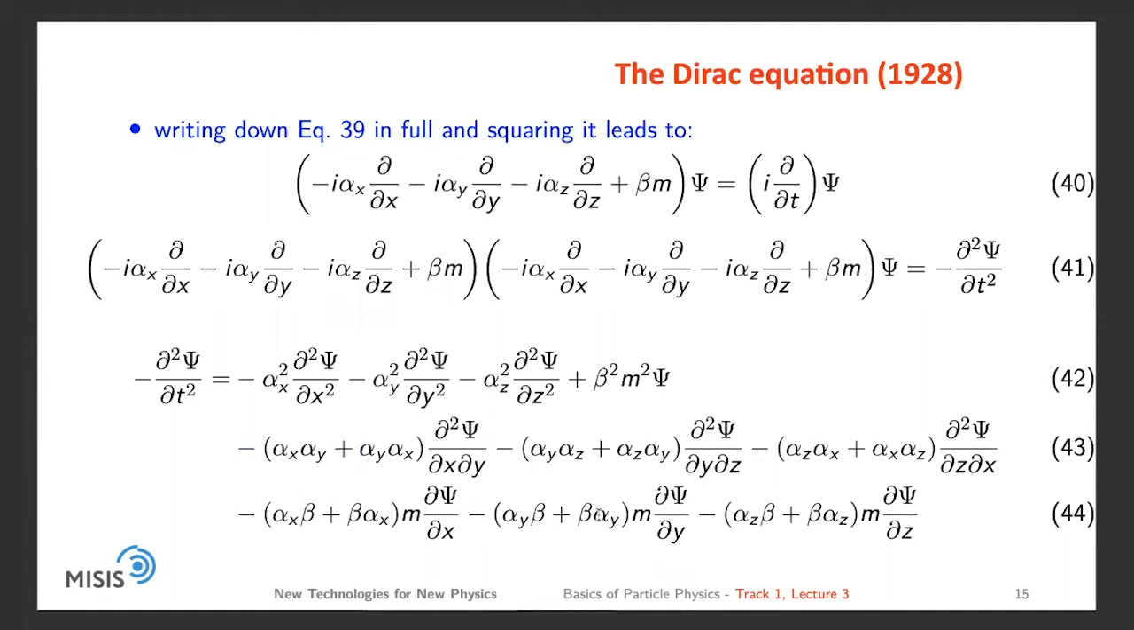Now what we need to do is to have a bit of math and write down the previous equation in full and then square it. So here we just expanded our momentum operator and then took the square of this equation. At the end, in this equation, we have several components: second derivative over coordinates, mixed derivative over coordinates, and first order derivative over coordinates. And all this should always be equal to the second derivative over time.